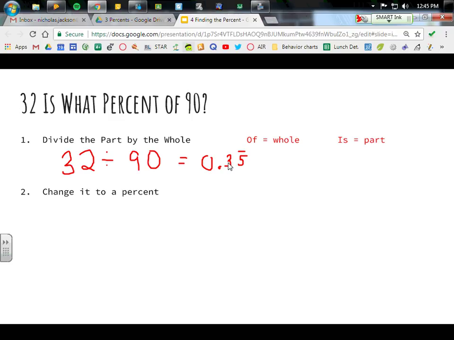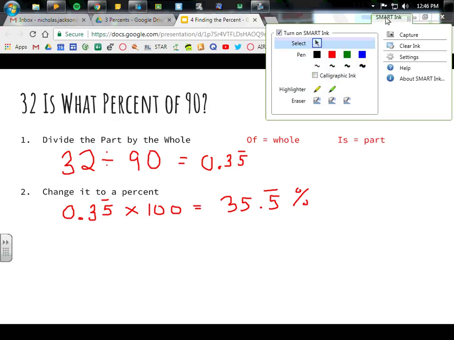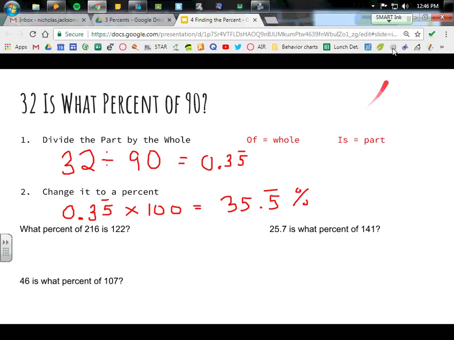Our second step then is to change this decimal into a percent, and we do that by multiplying it by 100. So 35 hundredths with the 5 repeating times 100 will give us 35 and 5/10 repeating. That's what percent it is. 35 and 5/10 repeating percent. Okay. We have a few more to practice. Let's go through them.